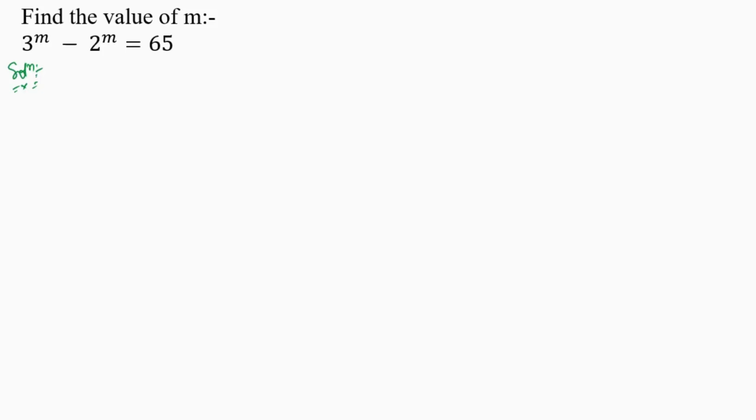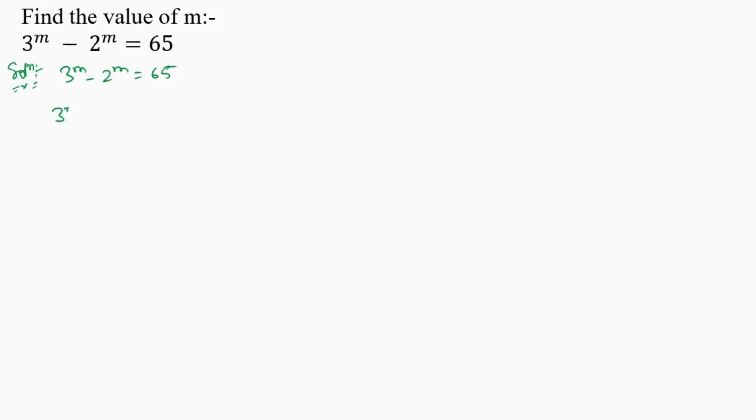Today we are going to solve this Math Olympiad problem in which we have to find the value of variable m, and we are given an equation which is 3 raised to power m minus 2 raised to power m equals to 65. Well, I'm not a fan of variable coming into power, but let's see. We do some adjustment and try to get rid of variable from the power.